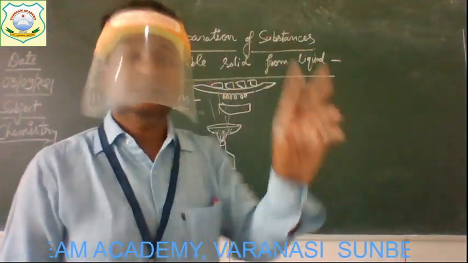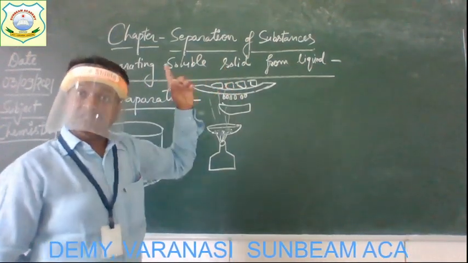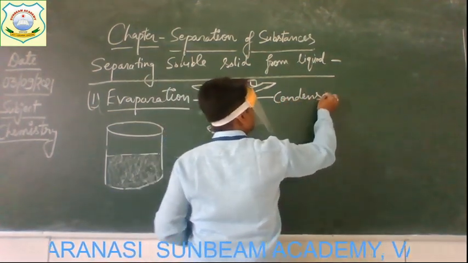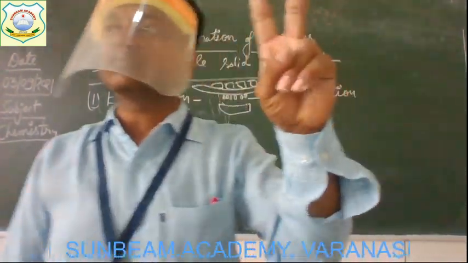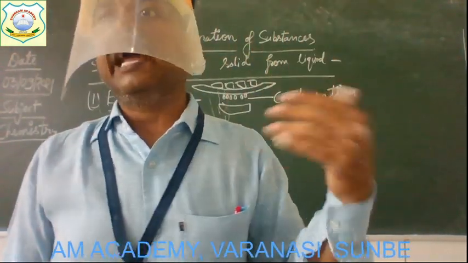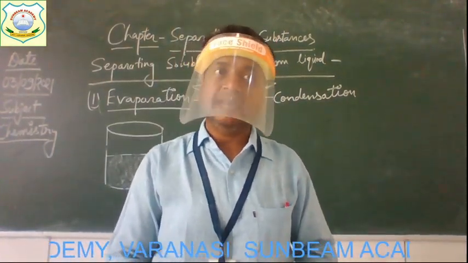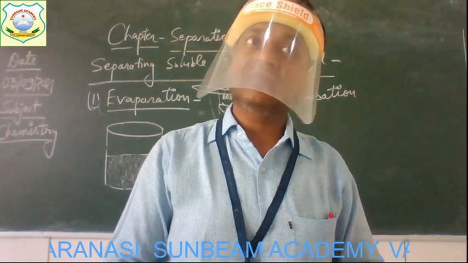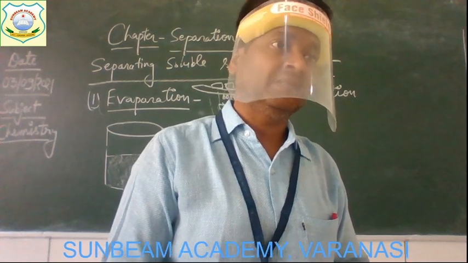So there are two processes. This heating is evaporation and this cooling is condensation. Okay, so what is the name of this process? Condensation. And by these two processes, you can get back both your materials, that is salt and water. Alright, understood everyone? How to get back the salt and how to get back the water? To get back salt, we will use the evaporation method, and to get back water, we will use the condensation method.